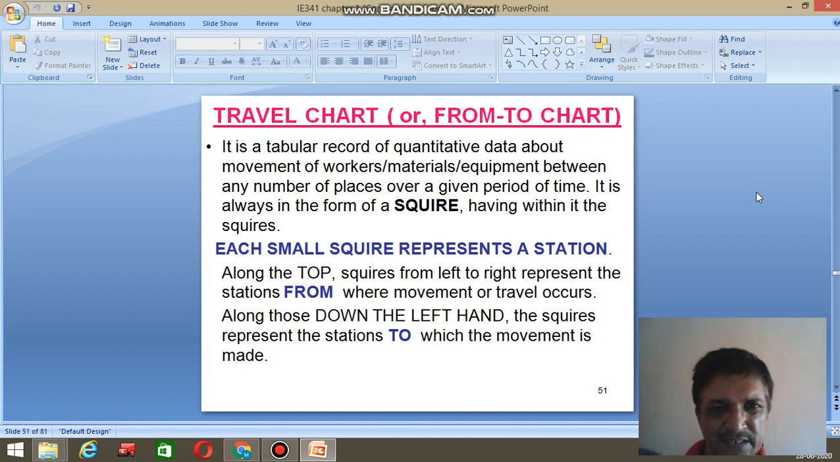Travel chart: it is a tabular record of quantitative data about the movement of workers, materials and equipment between any number of places over a given period of time. It is always in the form of a square having smaller squares within it. Each small square represents a station. Along the top, from left to right, the squares represent the stations from where the movement occurs. Down the left-hand side, the squares represent the stations to which the movement is being made.